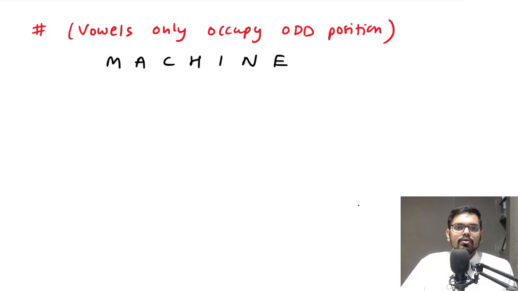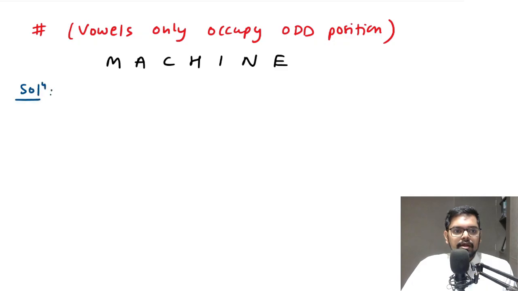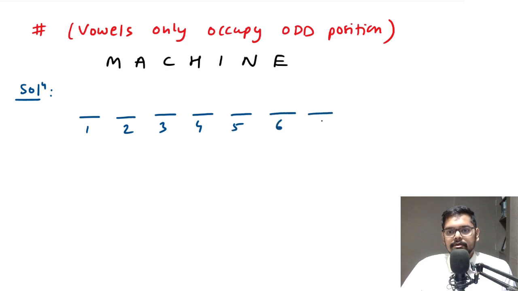Okay, so vowels only occupy odd position, a level up question for you. Sir, why is this a level up? Pause the video, try by yourself, then look at my solution. I hope you are getting the problem now. Sir, MACHINE has 1, 2, 3, 4, 5, 6, 7 places. So first, second, third, fourth, fifth, sixth, seventh, right?